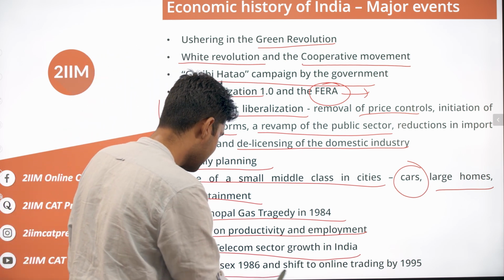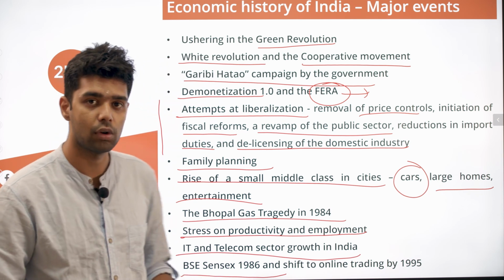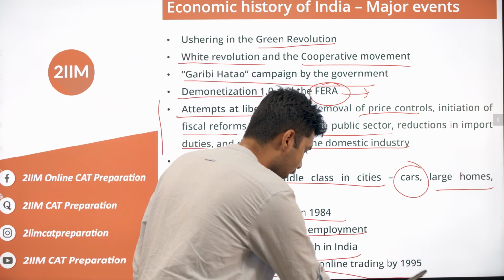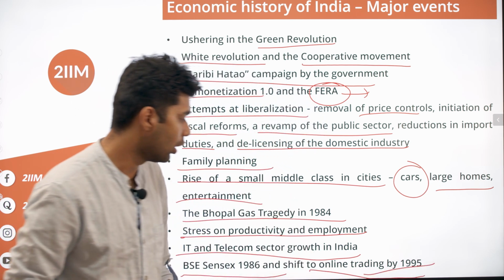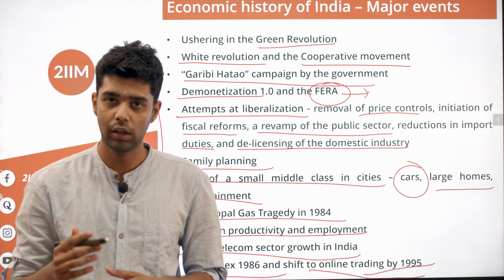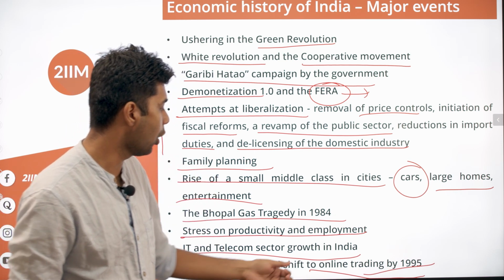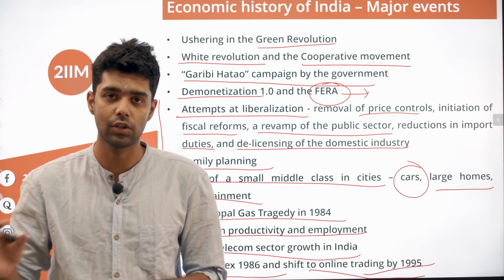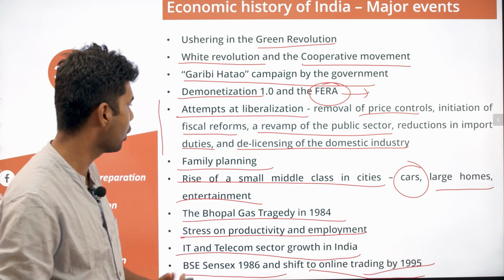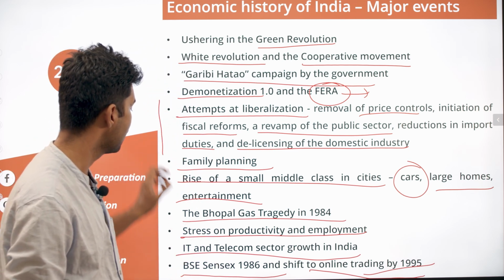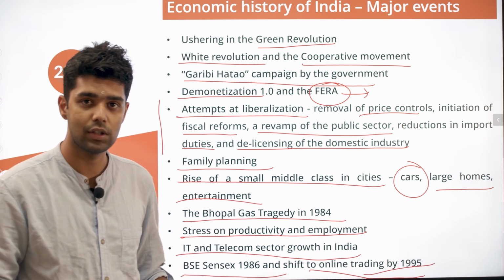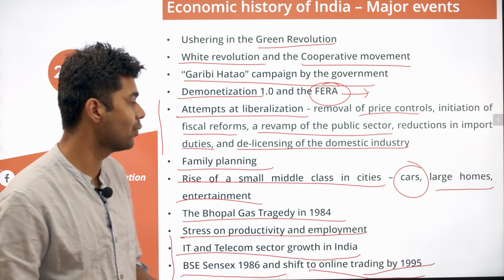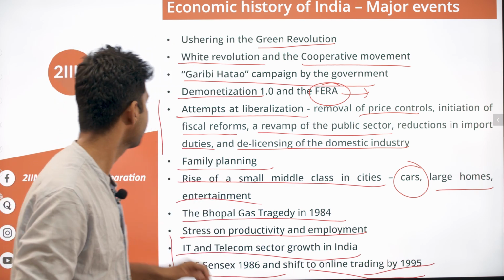There is this last point of BSE Sensex in 1986. So the sensitive index of the Bombay Stock Exchange was introduced in 1986, and we shifted to online trading by 1995. Earlier in stock exchanges, trading used to happen manually with a lot of people involved, but online trading was quickly adopted by India in 1995. It took only 50 days to transition between the previous method and online trading. So the point here is India was very quick to adopt certain technologies, especially the technologies in services. We were very good with services, but somewhere in between we had lost out on industry.